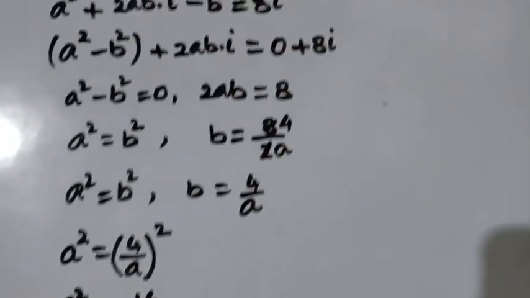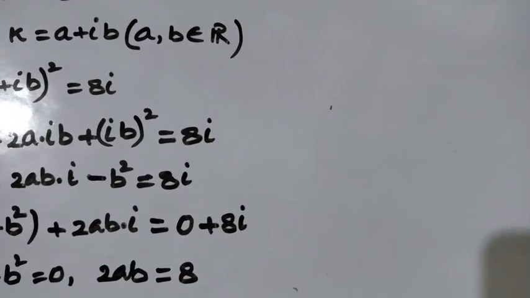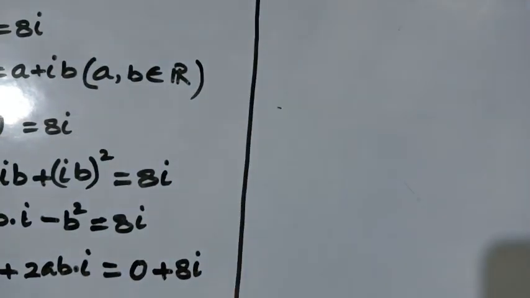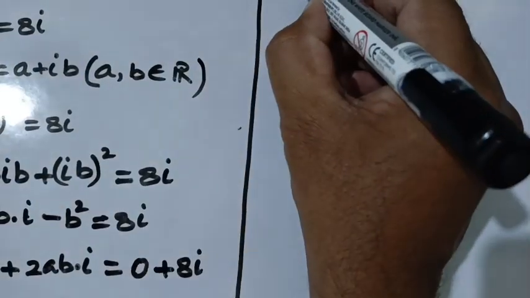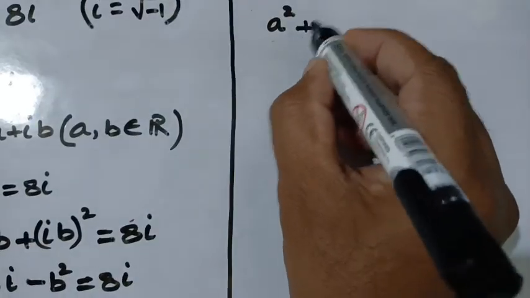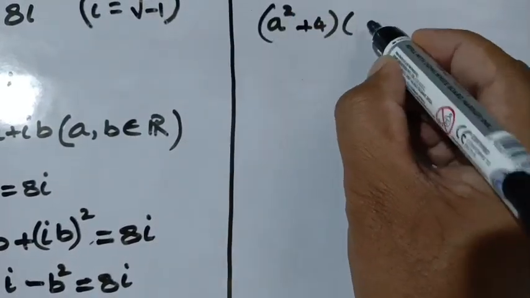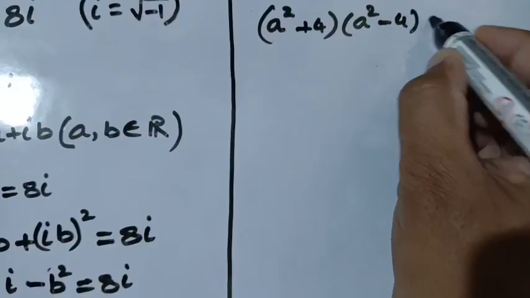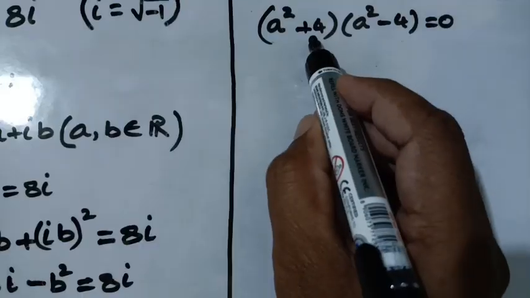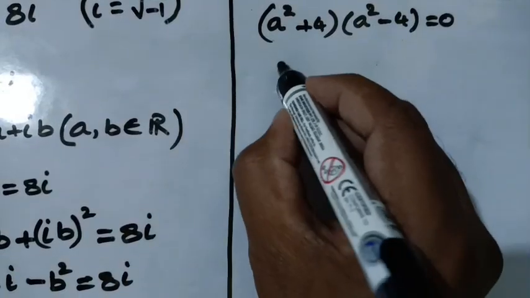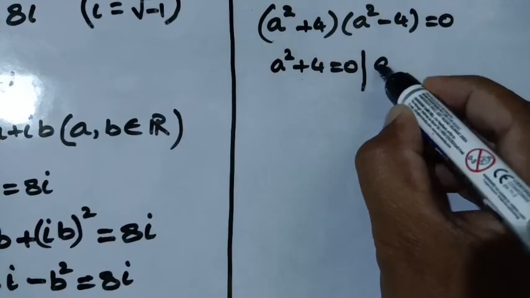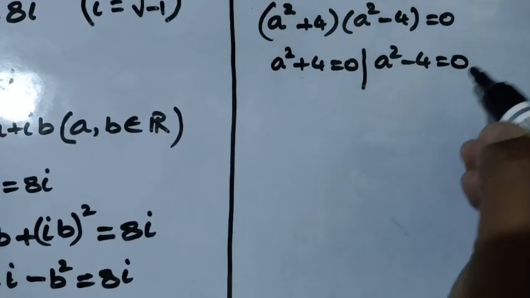So then the equation can be simplified in this way. Here we have (a square plus 4) times (a square minus 4) is equal to 0. The product of two numbers is 0, so either one of them should be 0. So a square plus 4 is equal to 0, or a square minus 4 is equal to 0.